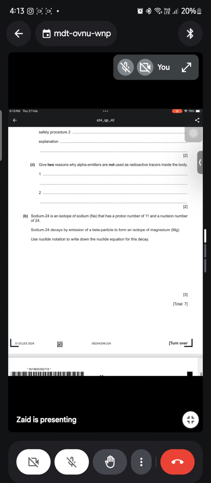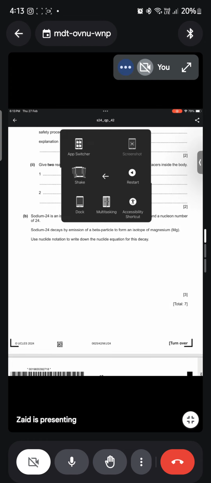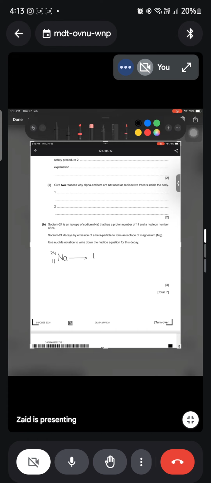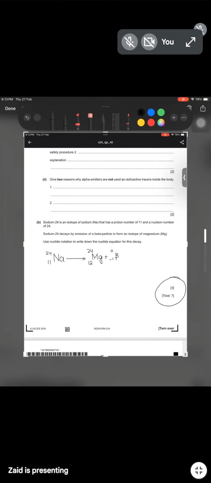Okay, so what are your answers? It's a beta decay. We're going to start from sodium, Na 24 11, undergoing a beta decay into magnesium. The proton number does not change mass number, and you add 1 to the proton number. Write that, and you're getting 3 marks for this. Just look at that. Easy.